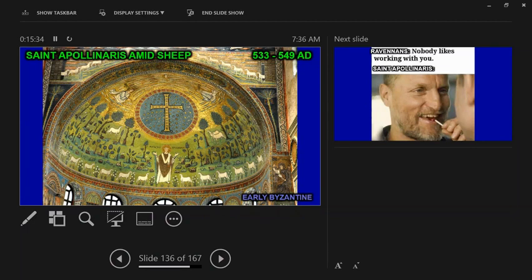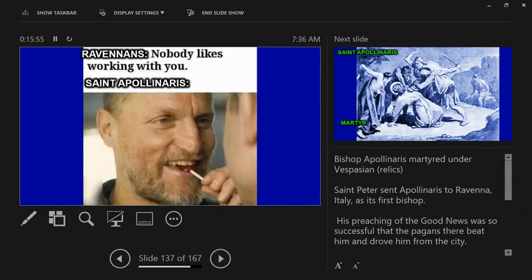By the way, what pose is he in? What is the name of that pose? The orant pose. All right, so I should have a story time slide here. I'll put it in later.